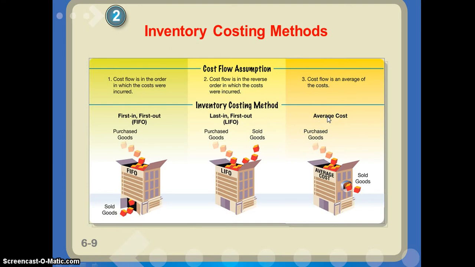Average cost, you actually calculate an average cost. You look at everything you've purchased, add it all together, divide it by the number of items, calculate an average cost, and that is used. We'll look at examples of each of these methods.